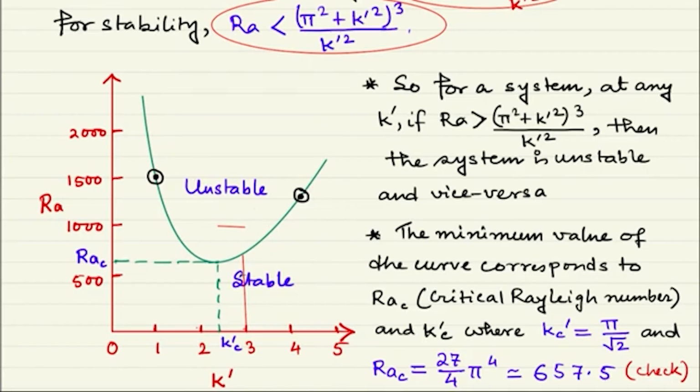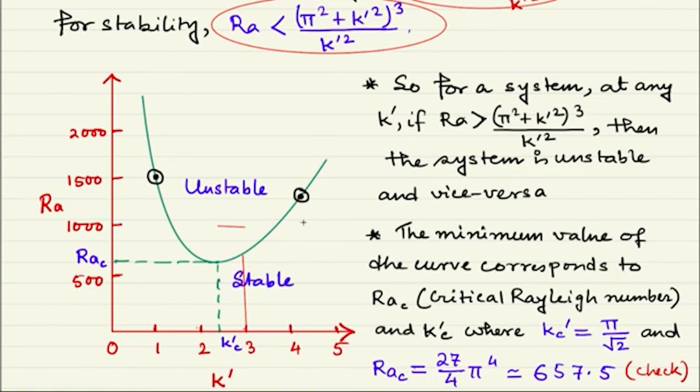And if your Rayleigh number is less than this value, then you will have stability. Okay, so here you can take 2 arbitrary points, one to the left of the minimum value and one to the right of the minimum value. You can actually check this. The same type of behaviors are there.